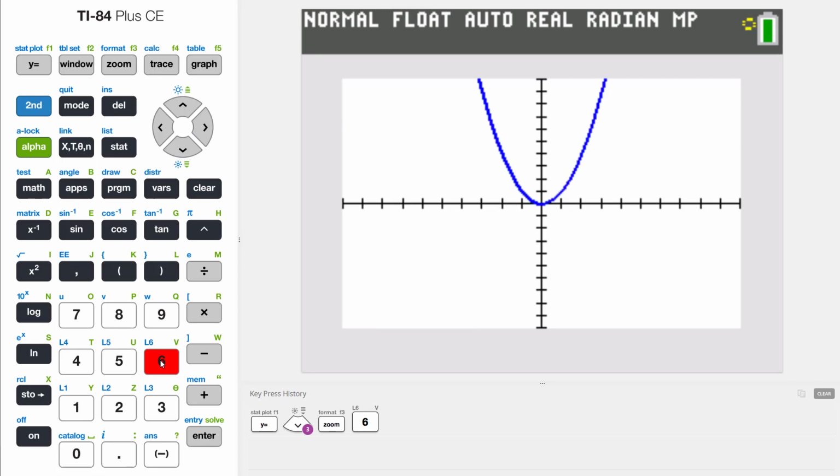There's the original function. There it is translated 2 units right, and there it is translated 4 units left. And so you can do that kind of thing with your own calculator. I just want to set the stage, give you some ideas maybe.